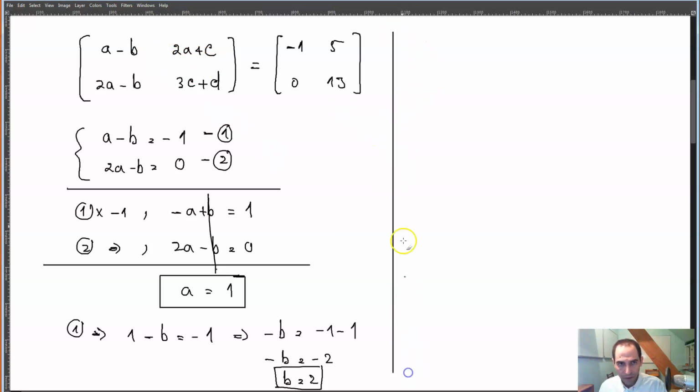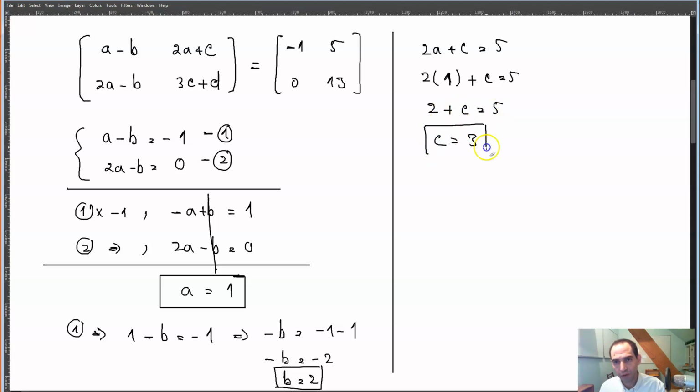I know that 2a plus c is equal to 5, and a is equal to 1. So 2 times 1 plus c is equal to 5. 2 plus c is equal to 5. c is equal to 5 minus 2, which is 3.